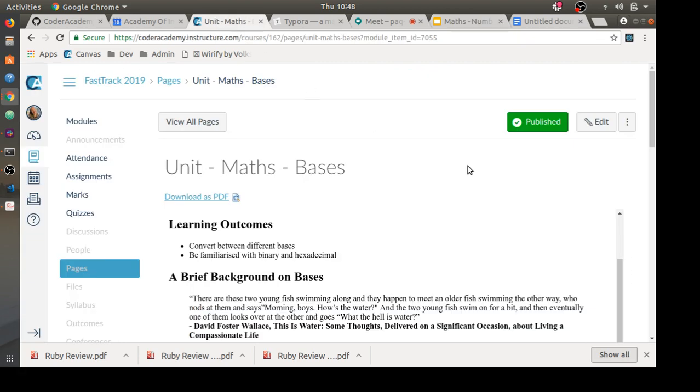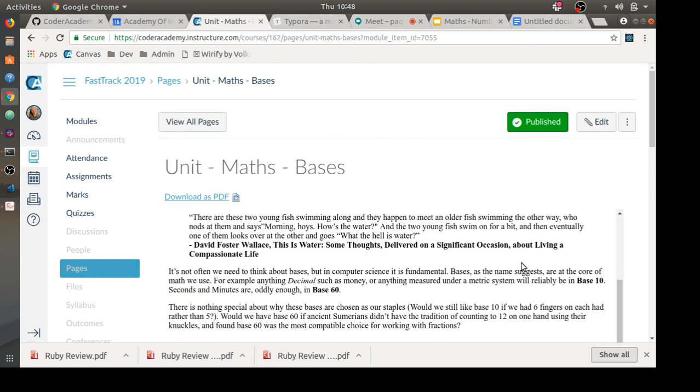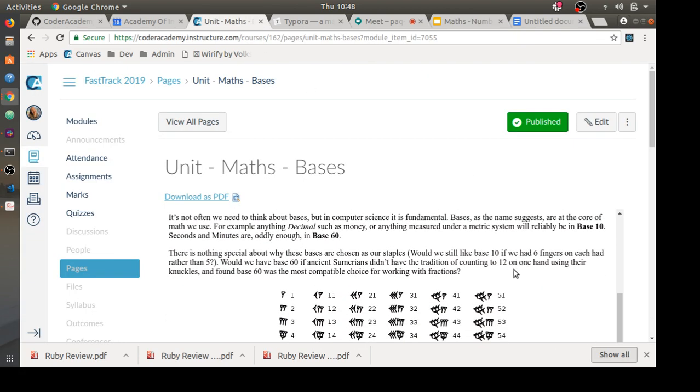Okay, so let's have a look at what's in Canvas. There's an interesting thing here about base 60, because base 60 is sort of what we use for time. Not exactly, but kind of. We have 60 seconds in a minute, 60 minutes in an hour, but then we have 24 hours in a day. So that kind of screws the whole thing.